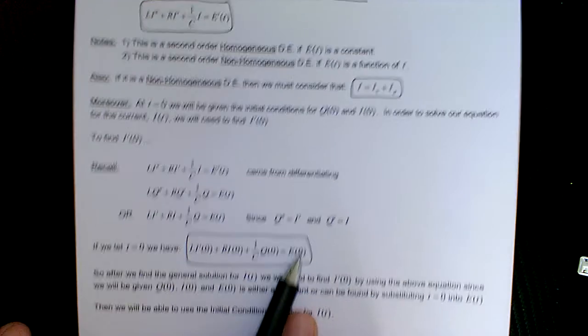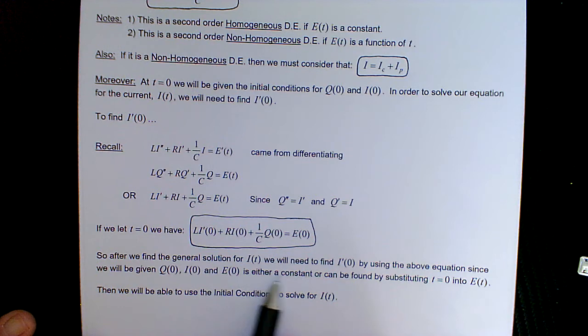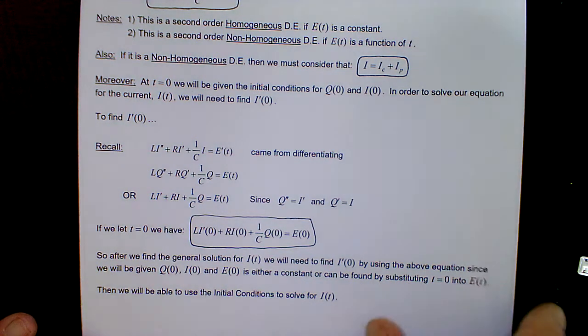So after we find the general solution, we're going to have to find I prime of 0 by this equation, and then we will be able to use the initial conditions I of 0 and I prime of 0 to finally find the solution for I of t. Okay, so two more examples to finish up this section. Hopefully we can get through it within this one video.